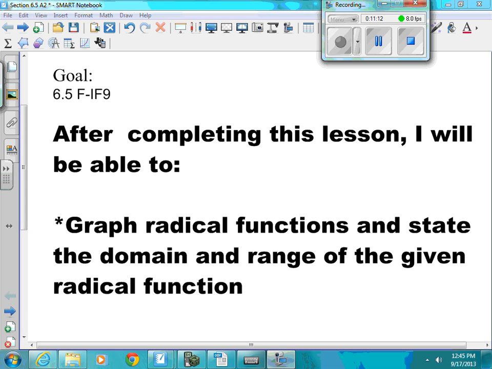So after completing this lesson, I will be able to graph functions and state the domain and range of the given radical function. I believe we explored how to do that today. Bring your notes with you tomorrow in class and be ready to practice.